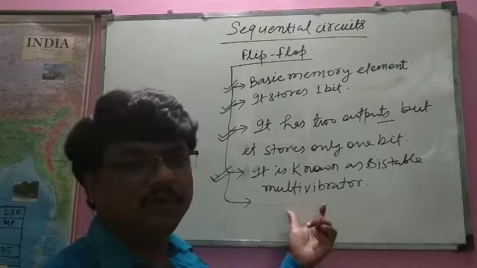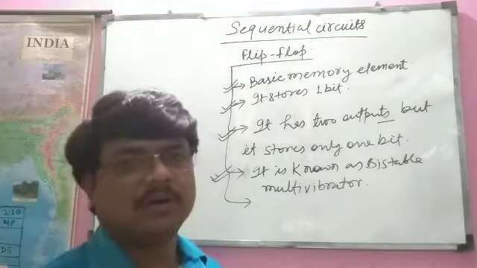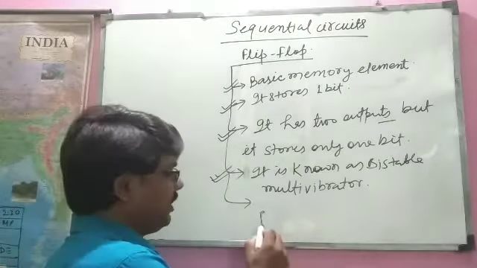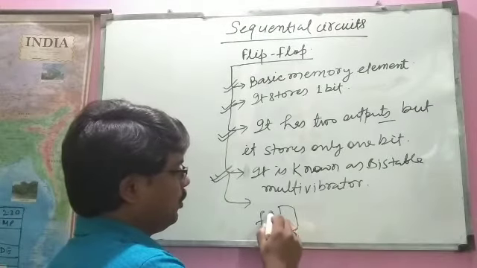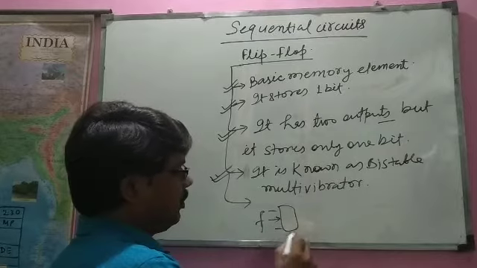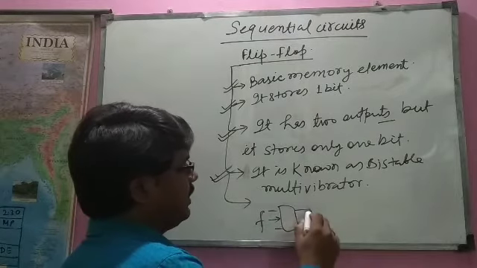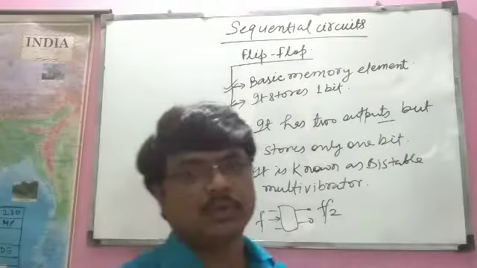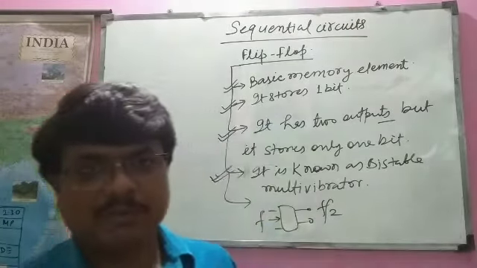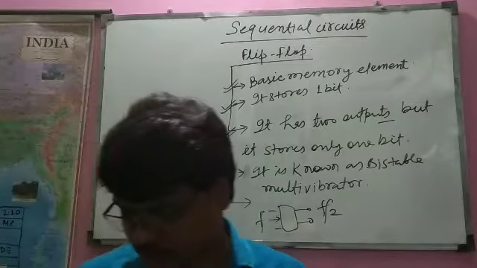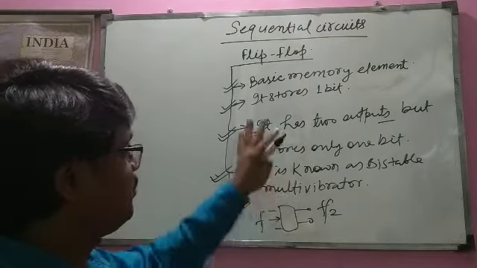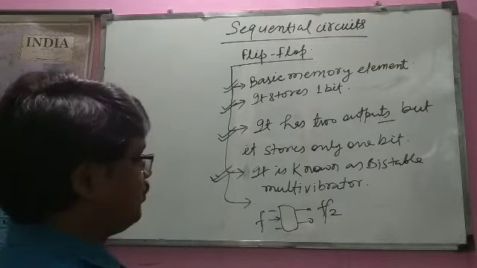It is also a frequency division network, you can say, or device. If you give input F to the flip-flop, and this is your clock, then at the output you will get the frequency F by 2. So it divides the frequency by 2. Okay, so this is the basic thing of the flip-flop.